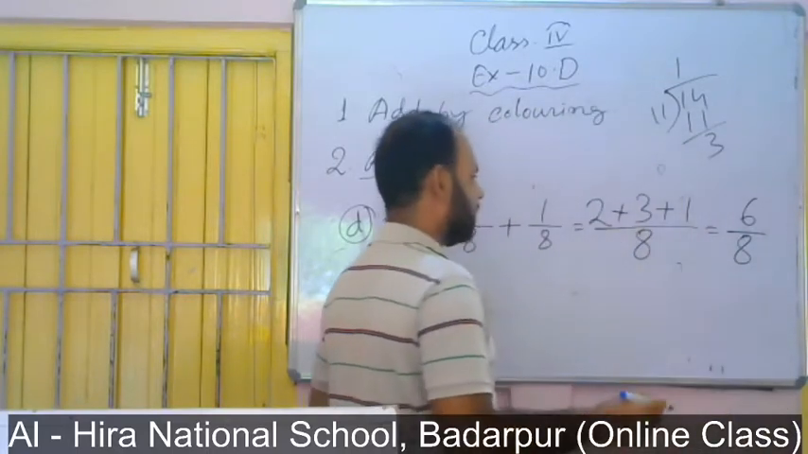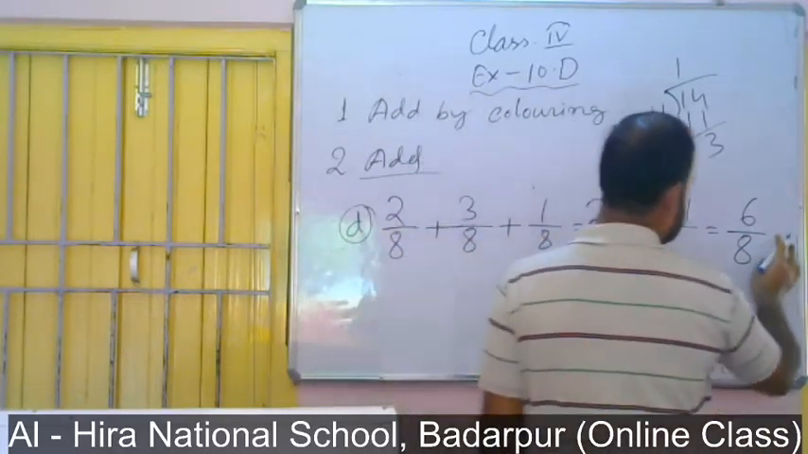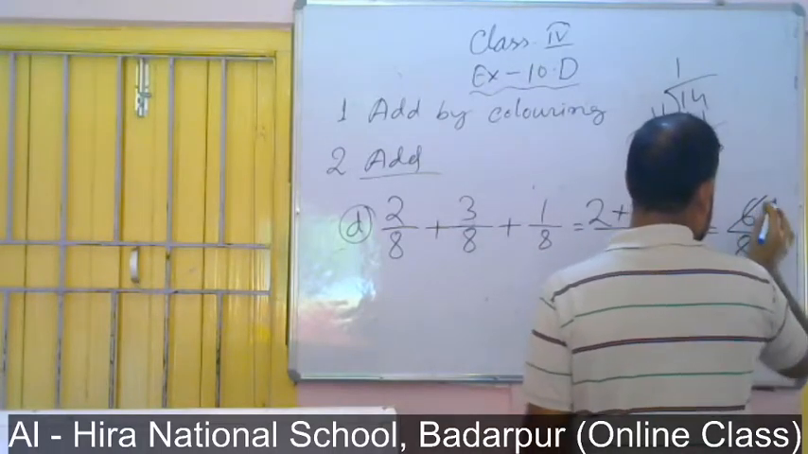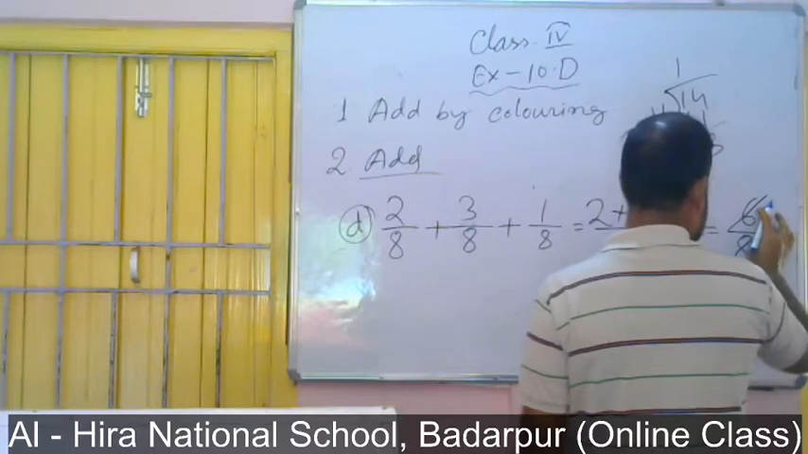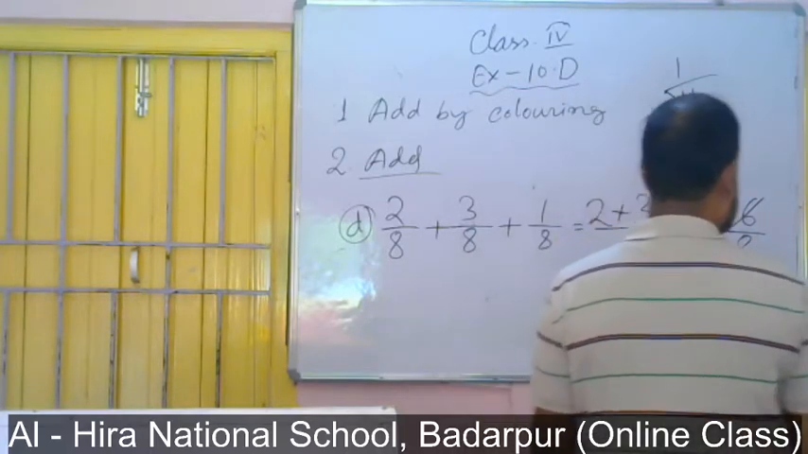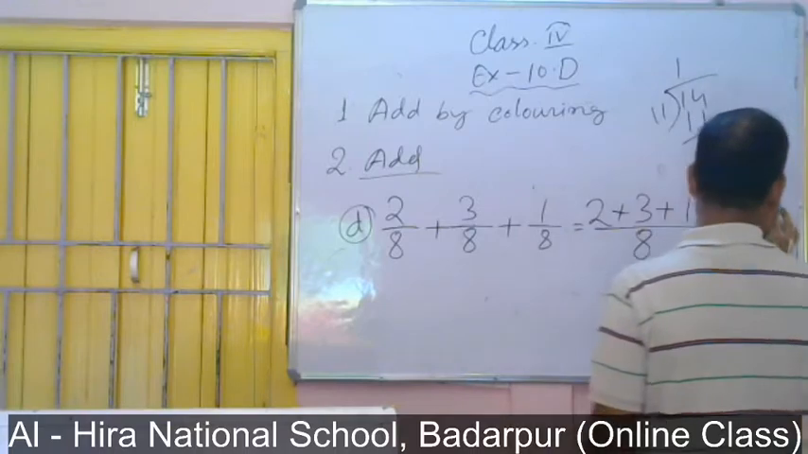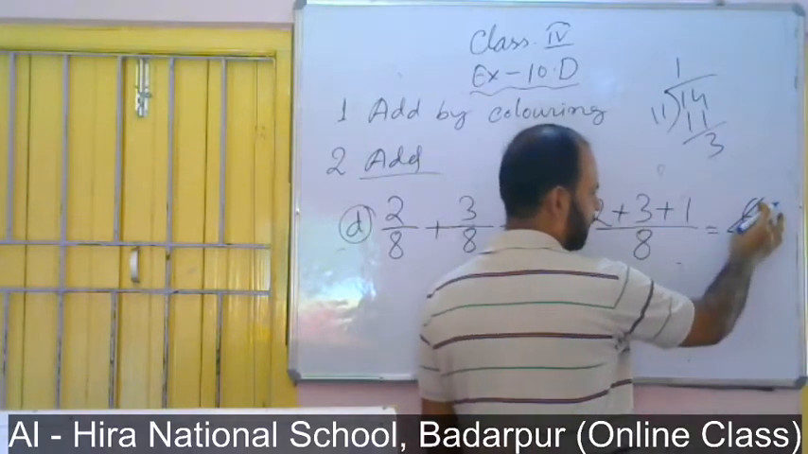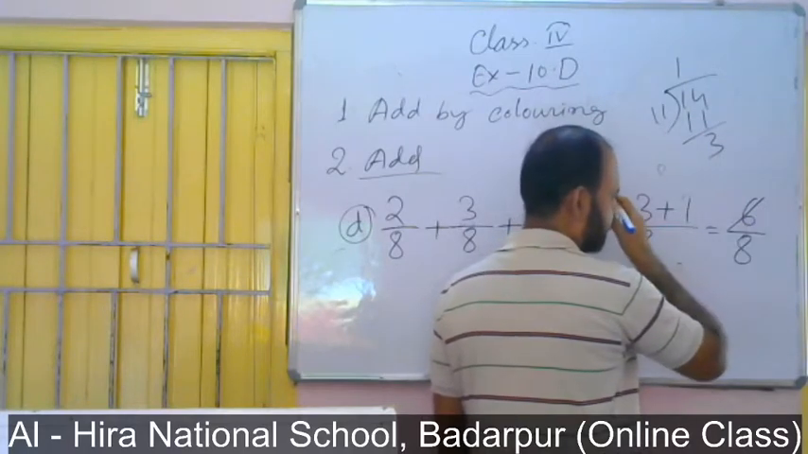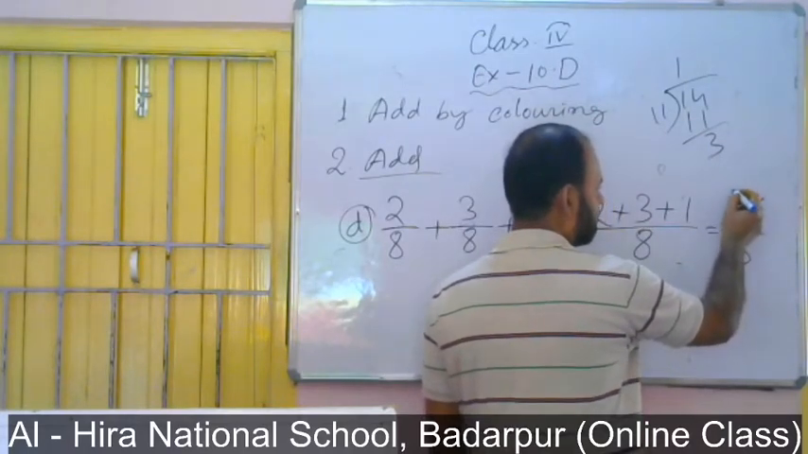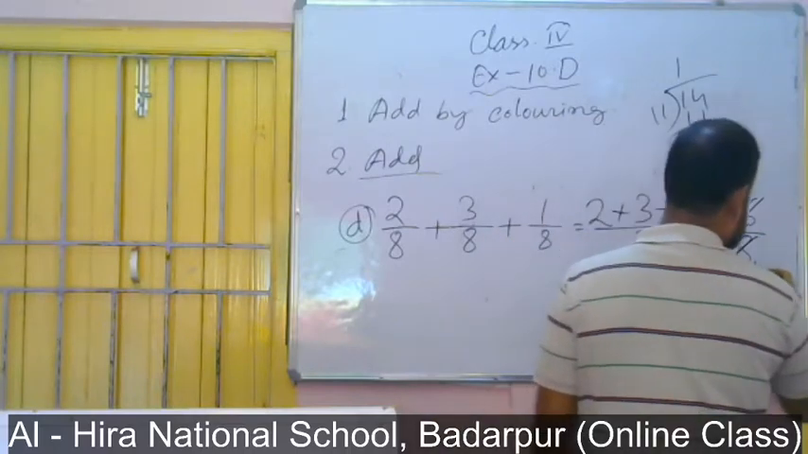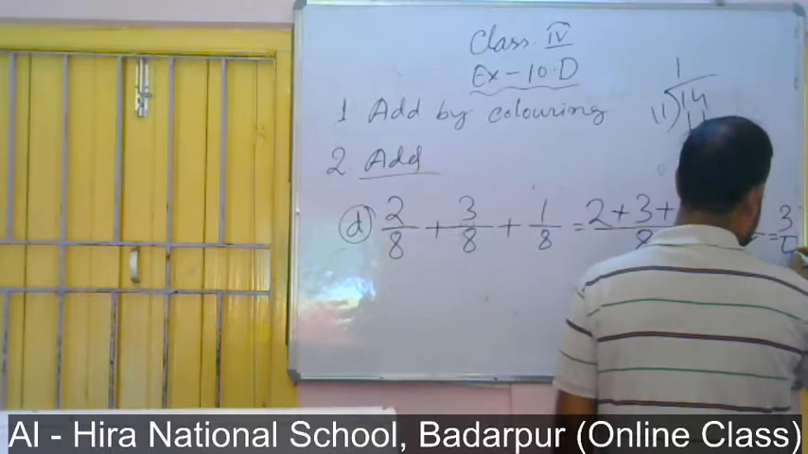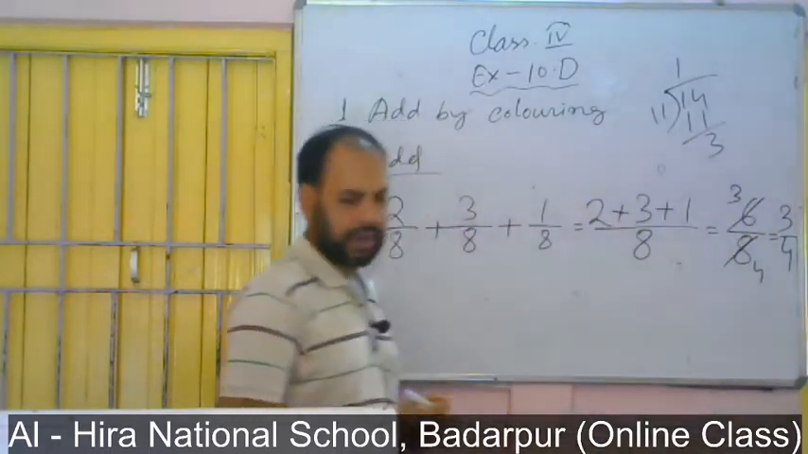Now if we reduce into lowest term, then we cut with the common factor, which is 2. If we take out the factors, then we get 2 is the common factor of 6 and 8. So 2 threes are 6 and 2 fours are 8. Answer is 3 by 4.